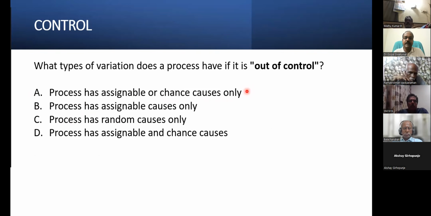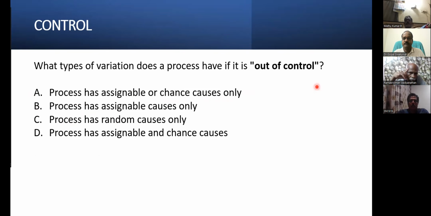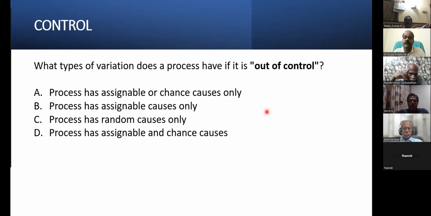What type of variation will a process have if it is out of control? Assignable and chance causes, D. Definitely, since it is out of control, it will have assignable causes, and every process will always have chance causes. So this is the best answer. Generally, we will be tempted to say assignable causes, but actually any process has assignable and also chance causes.